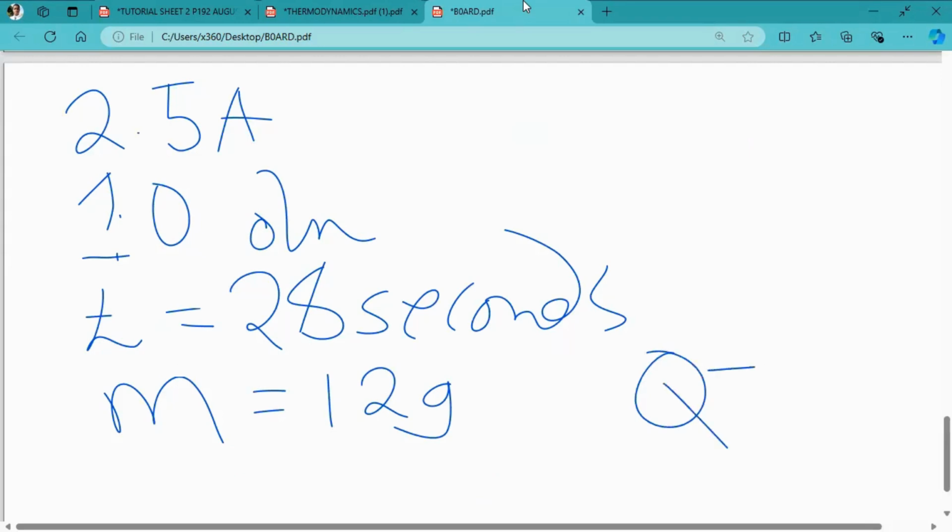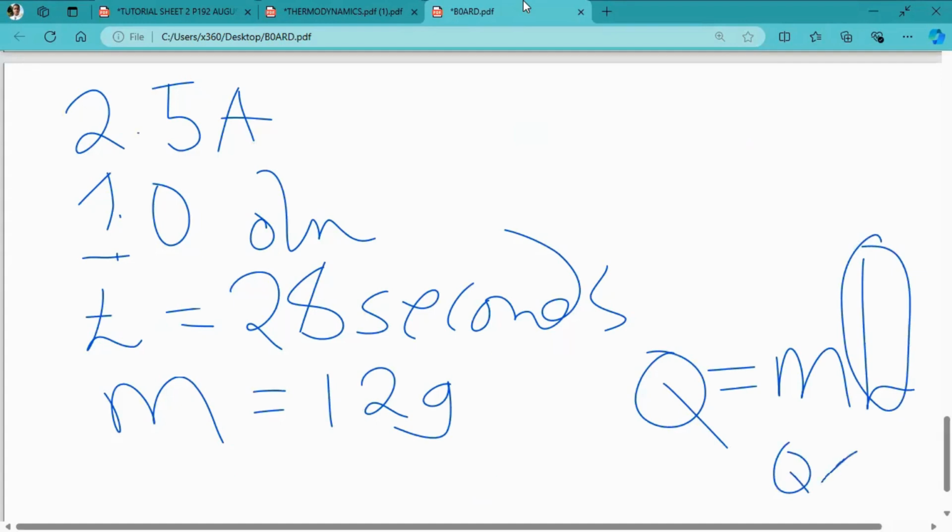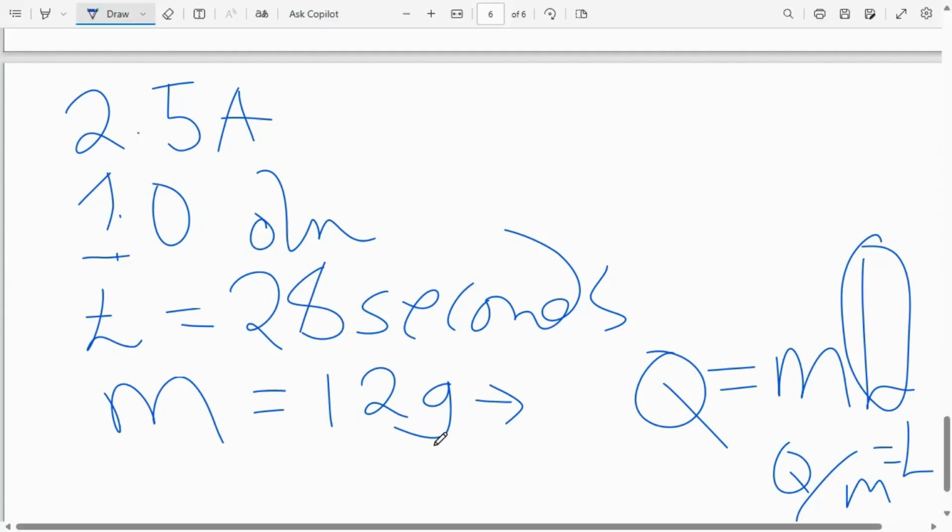The formula for latent heat is Q equals mass multiplied by the latent heat. So we're supposed to find the latent heat, which means we're going to use the formula Q over M equals L. We divide the thermal energy used by the mass of the object in kilograms, which means we're supposed to convert the mass we've been given into kilograms. And that's how we are going to get our latent heat of this object.